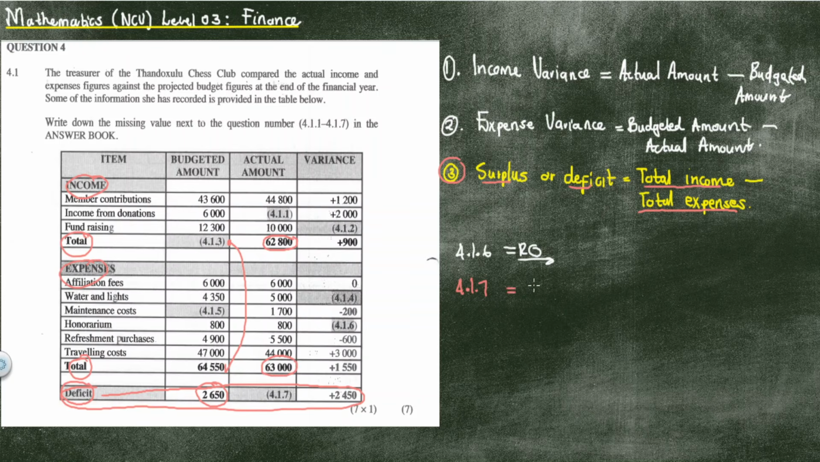So it's going to be 62,800 minus 63,000. Here we go. 62,800 minus 63,123. The answer is going to be a minus 200. Or you can just subtract the 2, and then you're going to get your minus 200 as well. So that is how you deal with this given table.